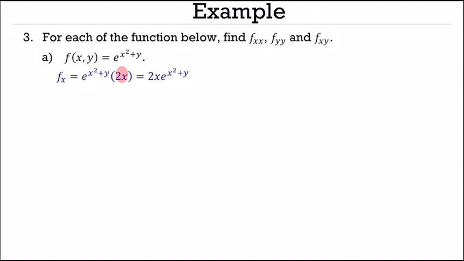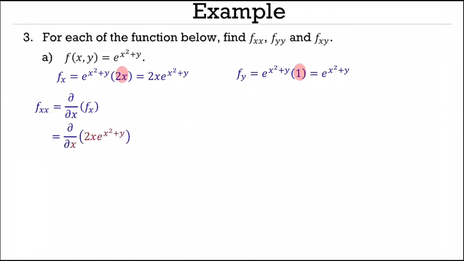For the first order partial derivative with respect to y, we will do the same step, but this time the exponent is multiplied by the partial derivative of x squared plus y with respect to y, which is equal to 1. Now we can find f sub double x, where it equals the partial derivative of fx with respect to x. Differentiate by using the product rule, because it is the multiplication of 2x and exponent x squared plus y, where both have variable x.